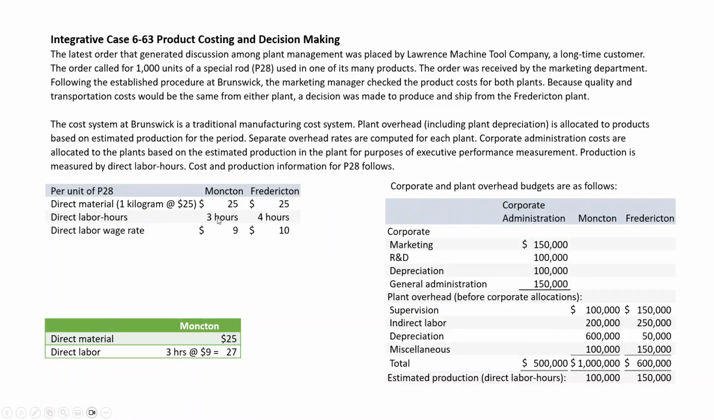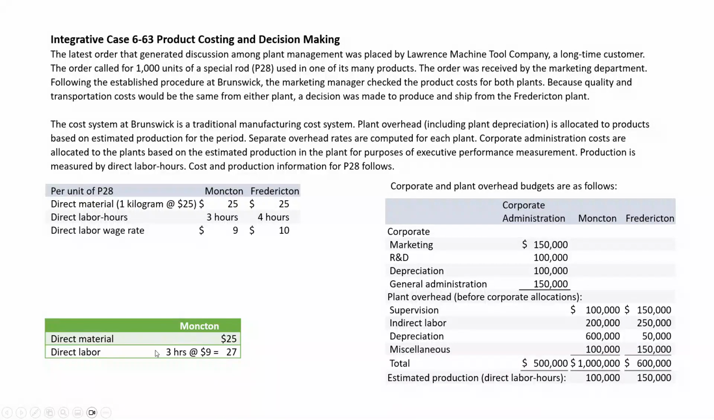The next item is going to be direct labor. That cost is going to be dependent upon location. We can see Monktown takes 3 hours versus Fredericton takes 4 hours. My guess is that Monktown, the newer plant, is more automated, so it takes less manual time versus Fredericton. We can also see there's a differential in the wage rate. For example, it's $9 per direct labor hour for Monktown and Fredericton is $10. My assumption is there's more senior individuals at Fredericton, which has been around a lot longer, who are at a higher pay rate overall on average.